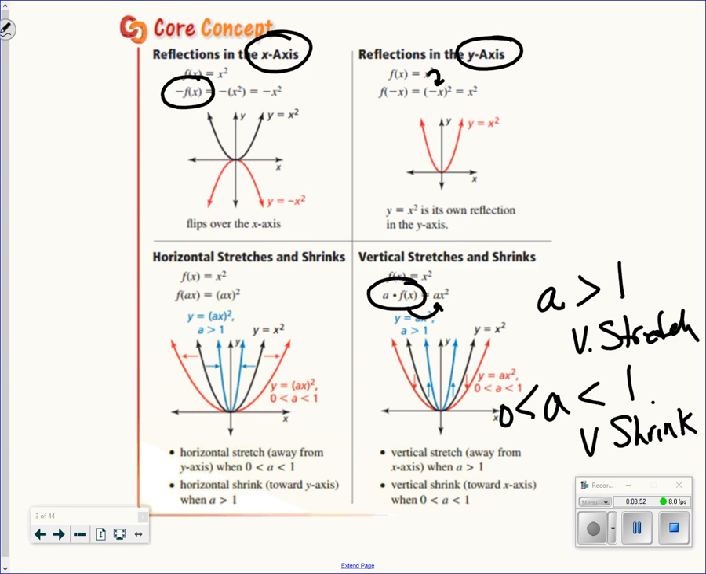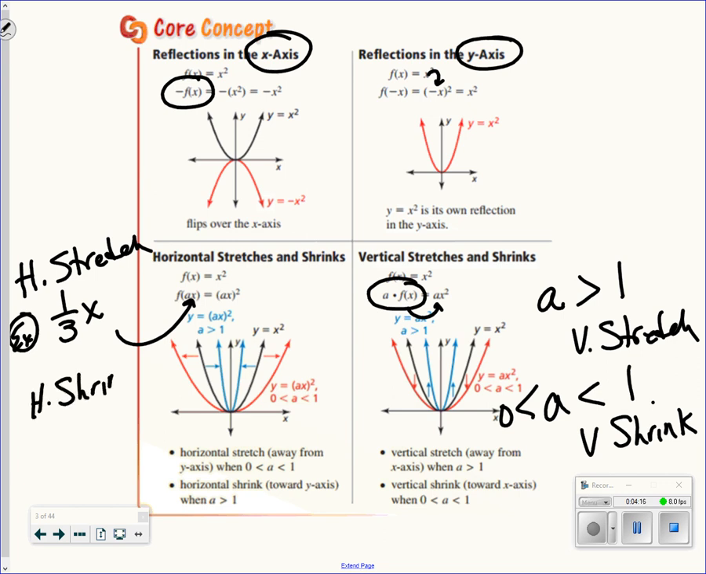Horizontal stretches and shrinks. You are replacing x. So notice the x is now an ax. A horizontal stretch, and this gets confusing. If I want to do a horizontal stretch of 3, I am going to replace x with 1/3 x. So it's the reciprocal that you're actually replacing for a horizontal stretch. For a horizontal shrink, if I want to do a shrink of a half, I'm going to replace x with 2x. So again, it's the opposite of what you might think in a horizontal stretch and shrink.